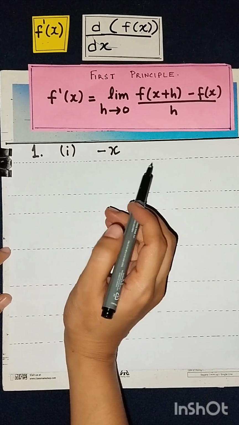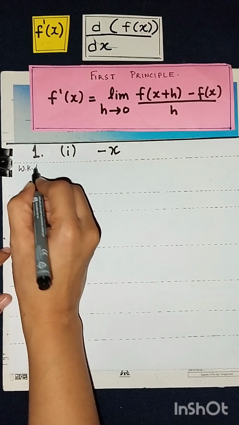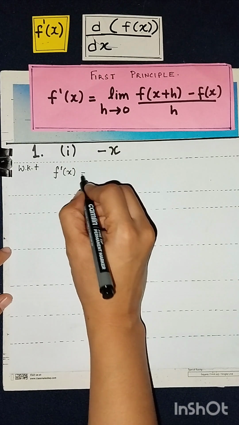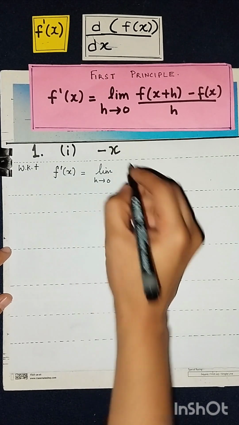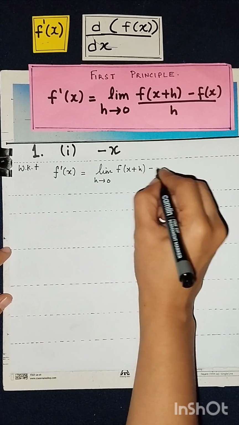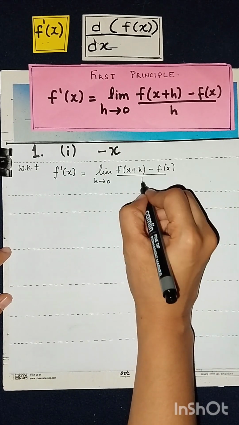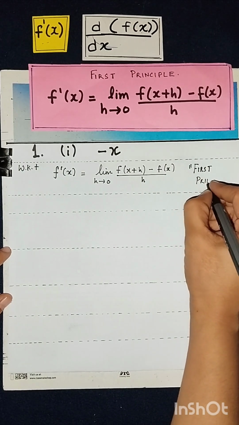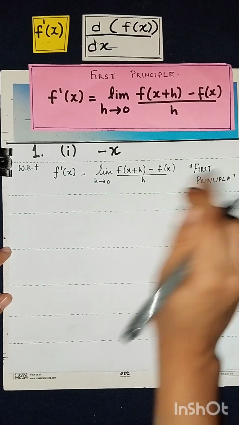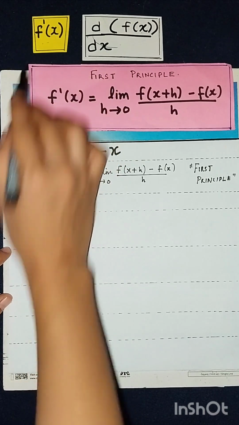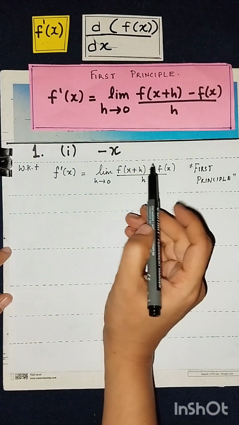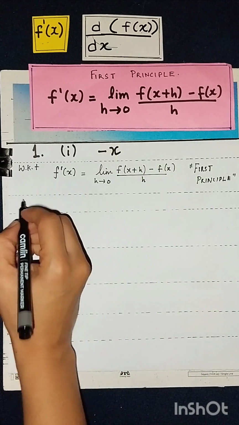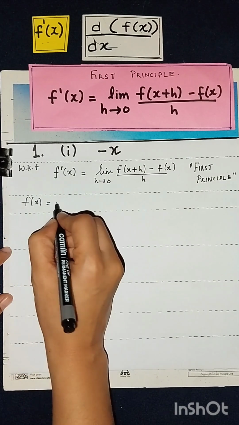The first sub-question, minus x. So we know that f dash of x, which is the derivative, is equal to limit h tends to 0 of f of x plus h minus f of x divided by h. So this is the first principle, right? Now using this, let us find f dash of x. So here we have to know what is f of x and f of x plus h. f of x is the given function. So f of x is equal to minus x.